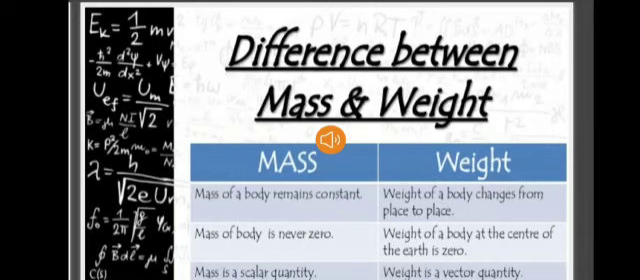Weight of a body at the center of the Earth is zero. When we reach the center of the Earth, the weight there is equal to zero. Mass is a scalar quantity. Weight is a vector quantity. But the SI unit of mass is kilogram and the SI unit of weight is Newton because weight is the force of Earth's gravity.